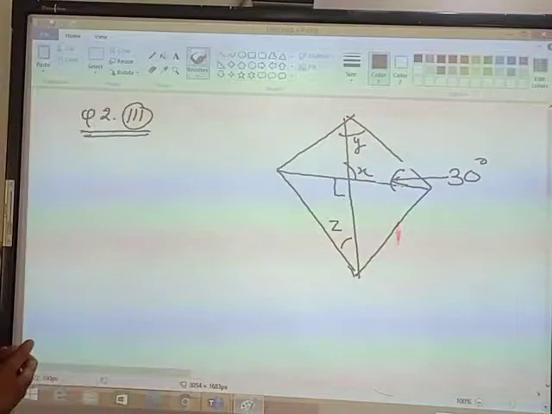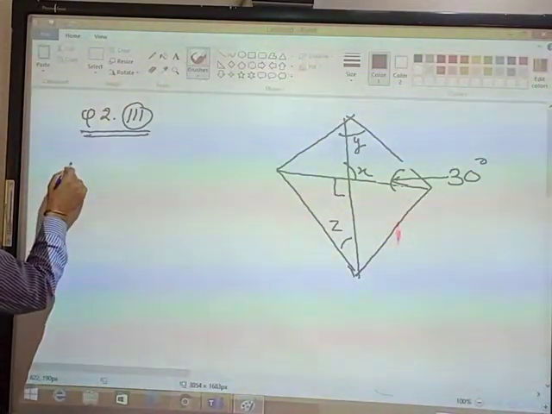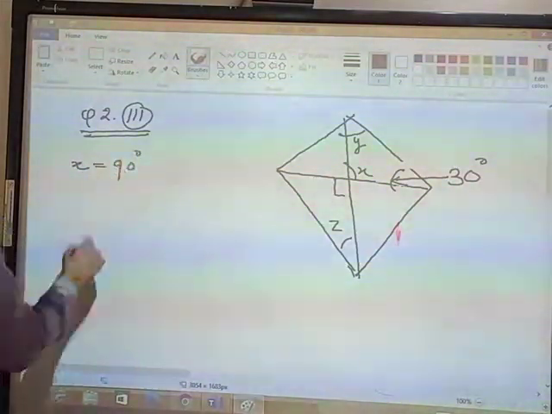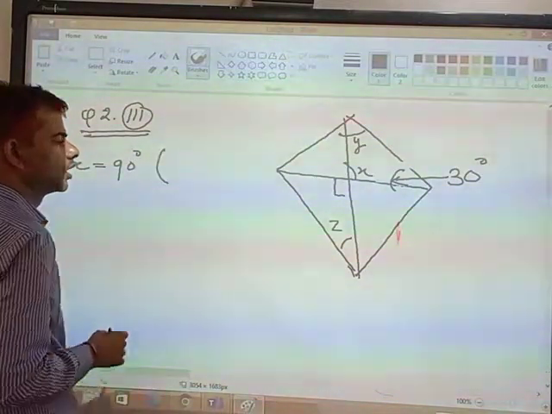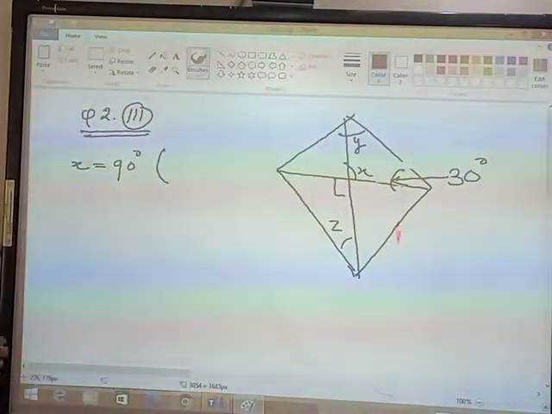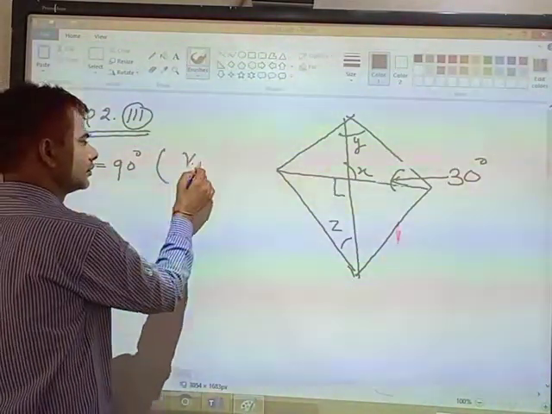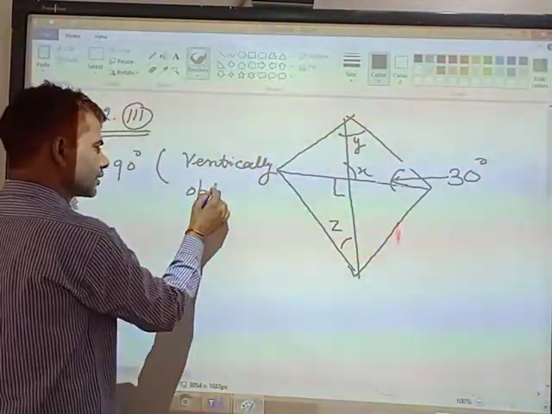Now, student, what is x? Please tell me. ABCD is a parallelogram. What will be x? Sir, x will be equal to 90 degree, because it is a right angle. Vertically opposite angles. Student, what is vertically opposite angle?